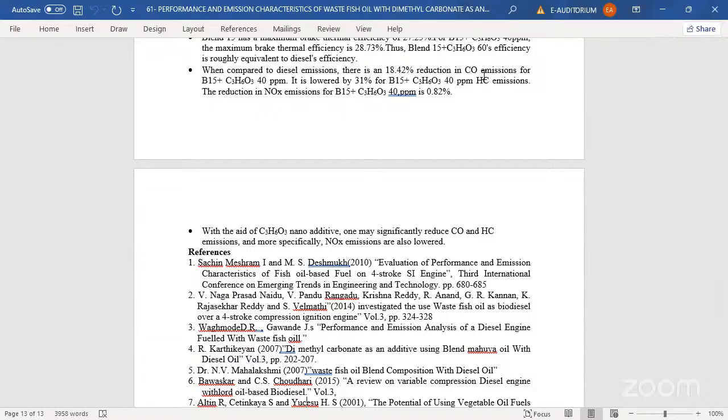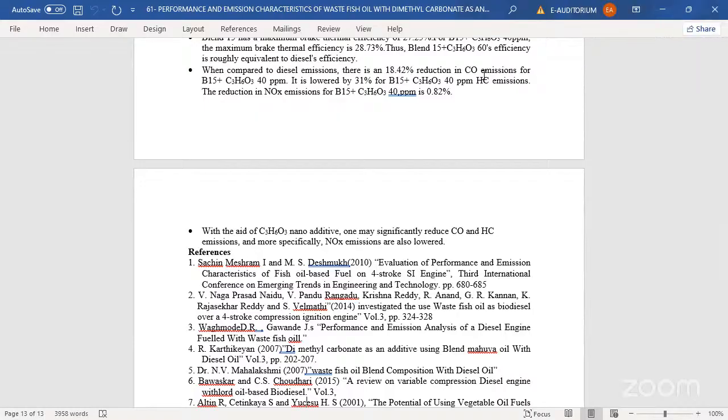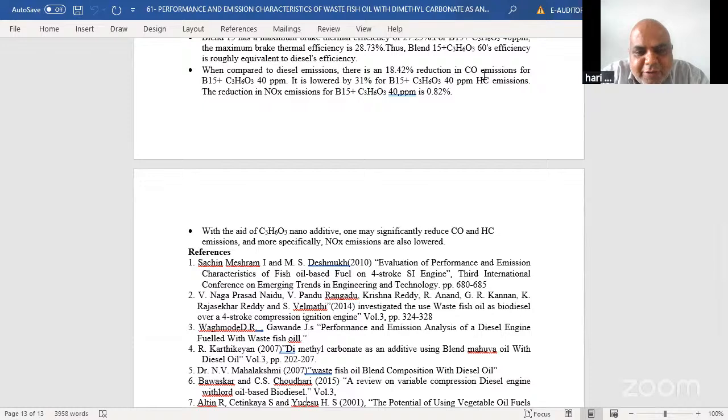So can you use it directly, or are there any filtration stages in that? Actually, in the transesterification process, filtration is always required, because the product will contain many impurities. But in the market you will get ready-made fish oil, which is readily available. That's why we converted it directly. We have not used any filters.